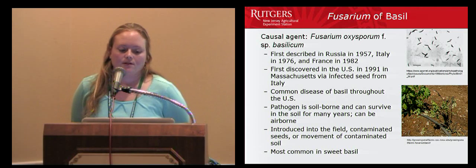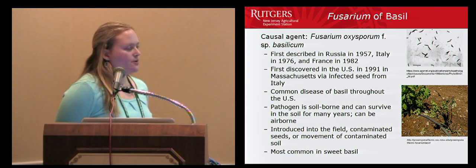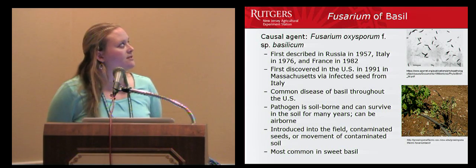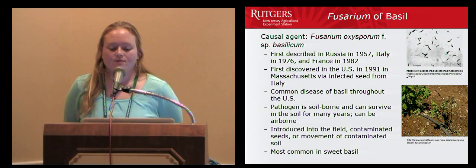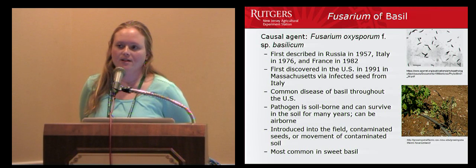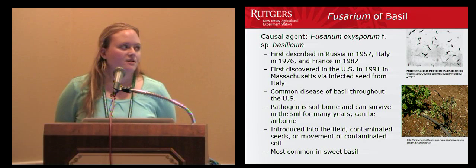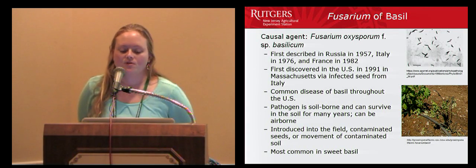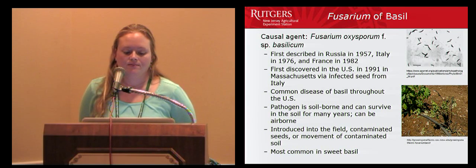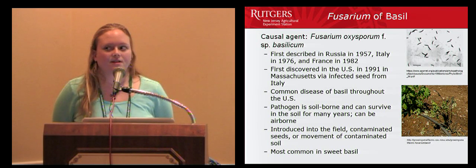So Fusarium of Basil is caused by the pathogen Fusarium oxysporum basilicum, which is a fungus. It was first described back in Russia in 1957 and then later in Italy and France. It was not discovered in the U.S. until 1991 in Massachusetts, and most likely this contamination was thought to be from infected seed from Italy.